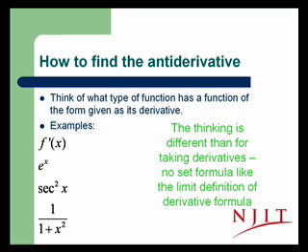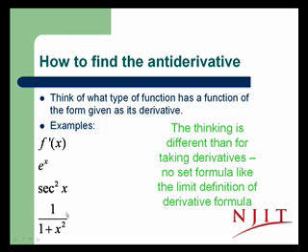How do we find the antiderivative? Well, we have to think of what type of function has a function of the form given as its derivative. So if we know the derivative, where does it come from? This thinking is different than for taking derivatives. There's no set formula like the limit definition of a derivative for doing an integral or for doing an antiderivative, which we'll find out later on is doing an integral. So, for example, if we have f prime of x, the antiderivative of that, where does that come from? That comes from f of x.